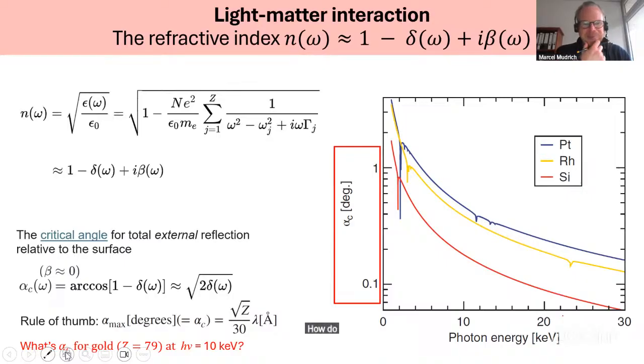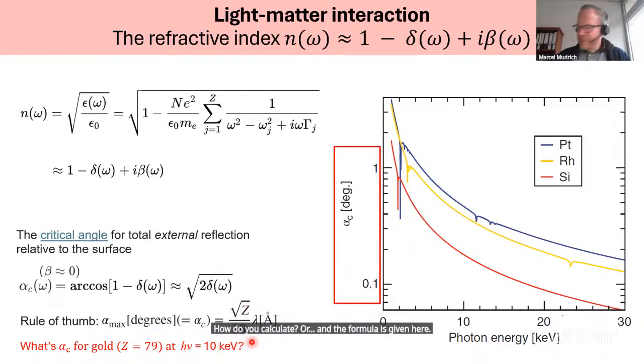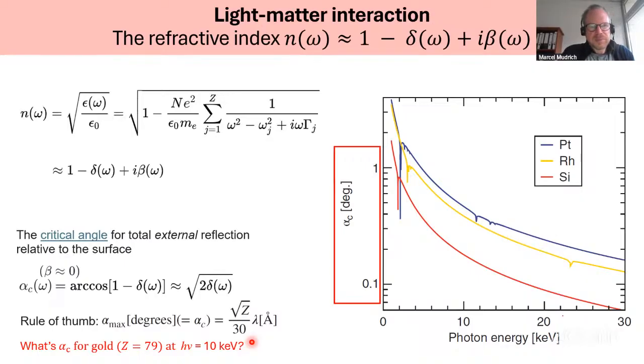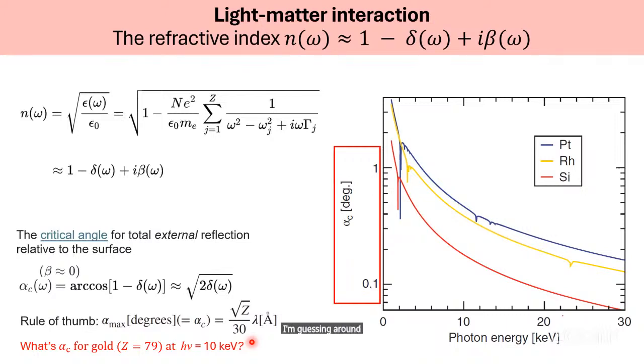How do you calculate? The formula is given here. Just plug in the numbers. Anybody has a result? 0.37. 0.4 degrees. Yeah, 0.4 sounds good.